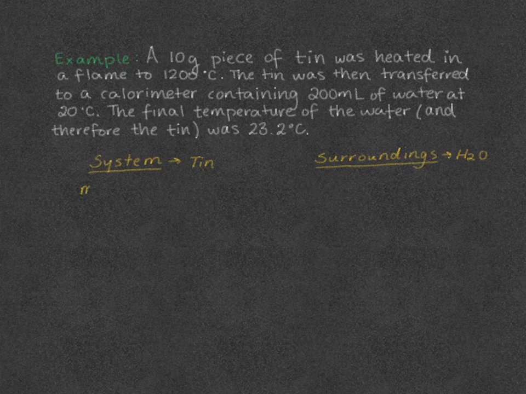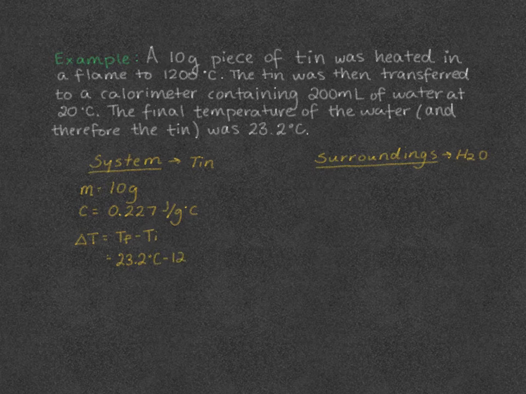The mass of our system is 10 grams. The specific heat capacity of tin is 0.227 joules per gram degrees Celsius. And our temperature change is T_F, the final temperature, minus T_I, the initial temperature. Our final temperature is 23.2 degrees Celsius, and our initial temperature is 1200 degrees Celsius. So tin got colder, it lost energy. And our change in temperature is negative 1176.8 degrees Celsius.